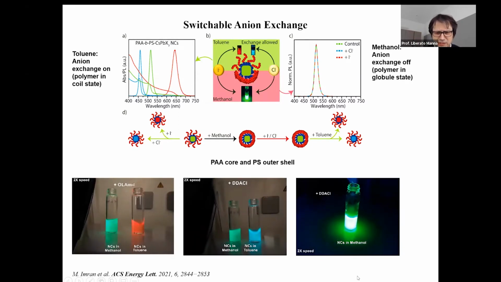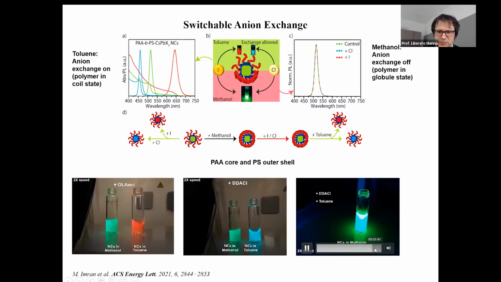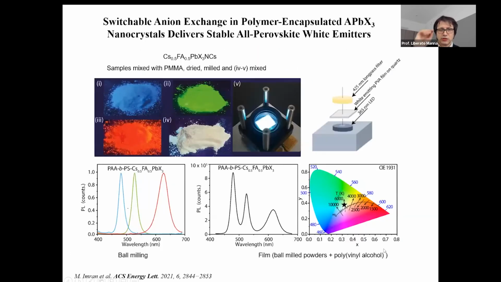This is the case of nanocrystals in methanol, and you see anion exchange is not occurring, but as soon as you add toluene, the anion exchange actually takes place. Okay, so what you could do is start with the green emitting sample, do all these anion exchange reactions, then dry, precipitate the nanocrystals, mix them with the PMMA, dry them, ball mill, and you get a very stable powder emitting at 3 different colors, red, green, and blue, and you can mix them in the right proportion to get a white emitting powder.